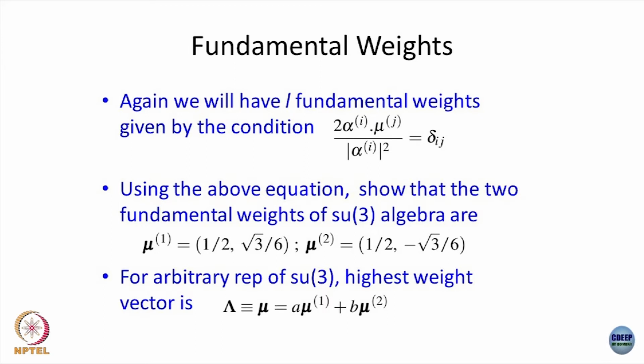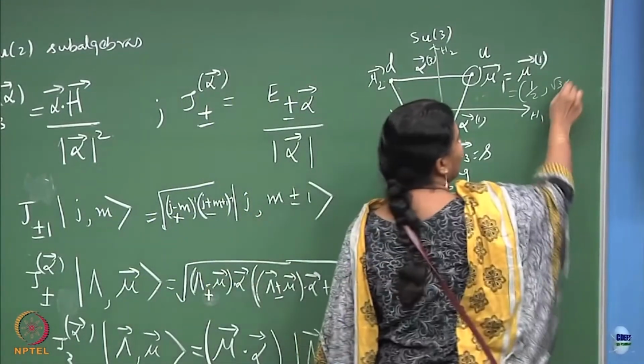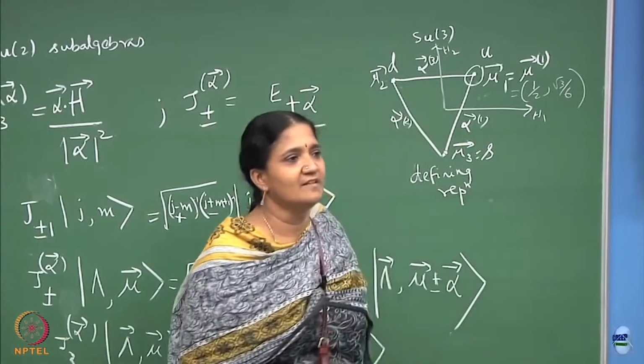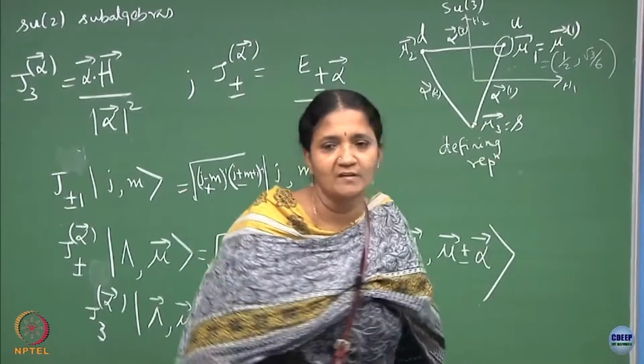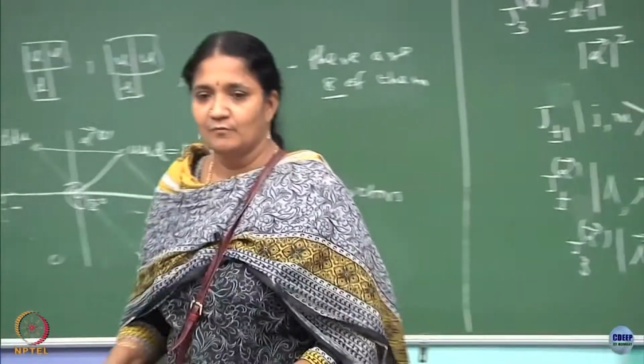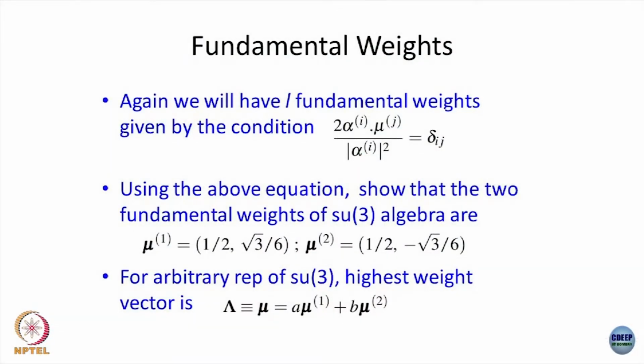So, it will turn out that the first fundamental weight is this highest weight, and this I think we worked out last time. This turns out to be half and root 3 by 6 in the normalizations of these Gell-Mann matrices. So, this was the highest weight, that is the one option for the fundamental weight as shown in the slide, and then you can find the other option which is half, 1 minus root 3 by 6.